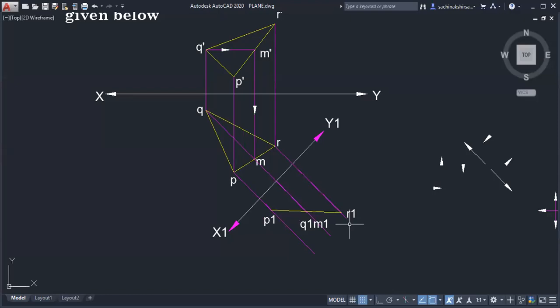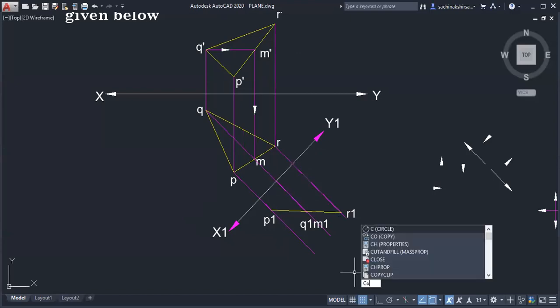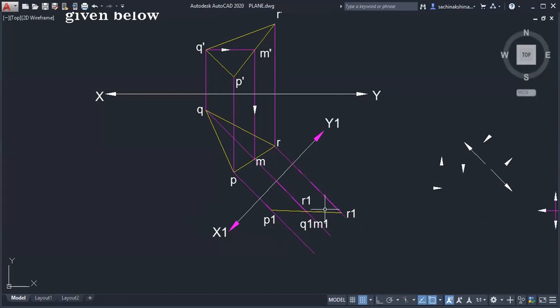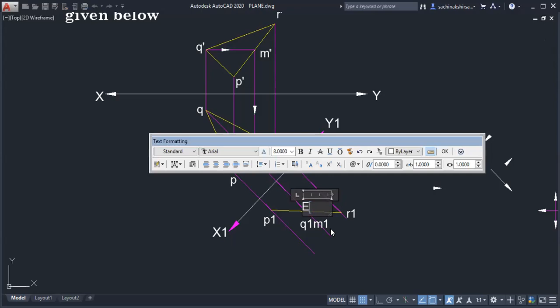The angle made by the line view or edge view. Have you got the line view or edge view of this plane at this stage? Yes, sir. So the angle is made with the reference line. Which is the reference line for this line view or edge view? X1, Y1. If you measure the angle made by this plane with the reference line, that will be your dip angle.